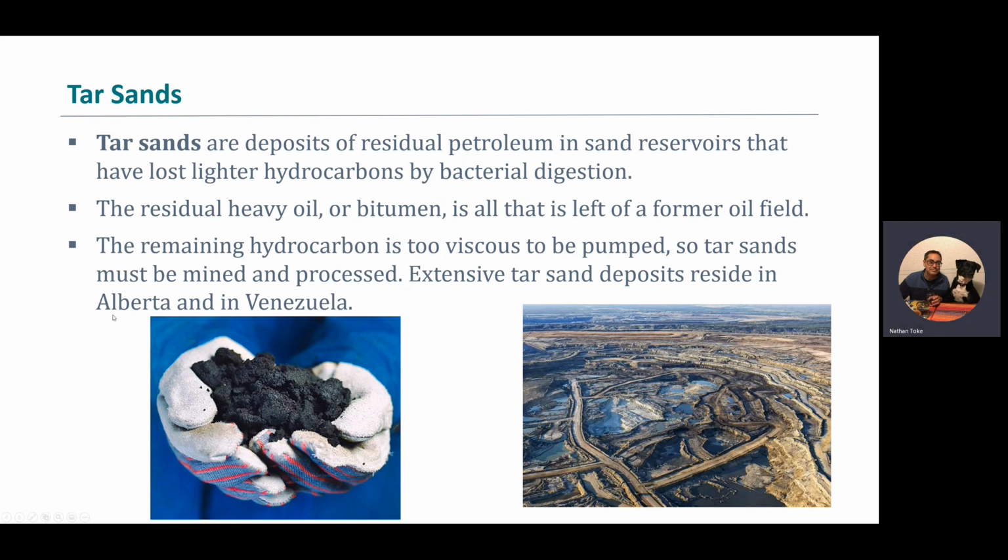And so we have huge tar sands in Alberta, Canada, and Venezuela, and they're being utilized today. We see it here, but they're not as clean of a production, and so it's going to be utilized, but it's not as much of a priority as traditional extraction because it is more expensive to process and also pollutes more.